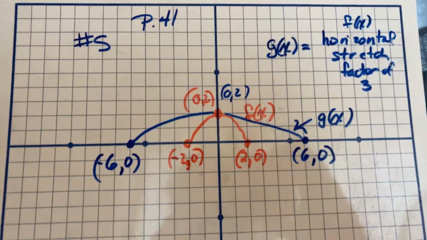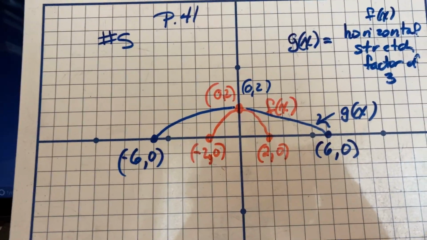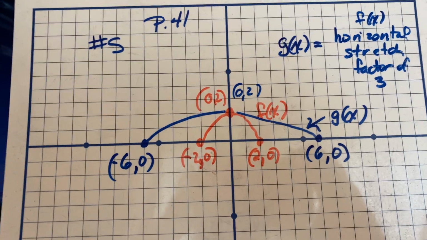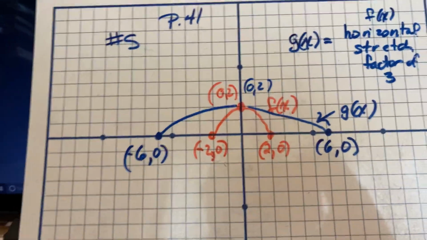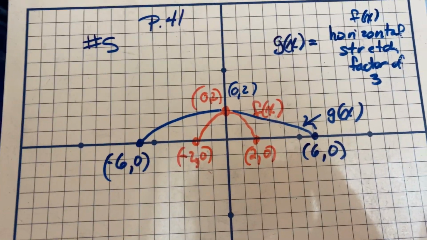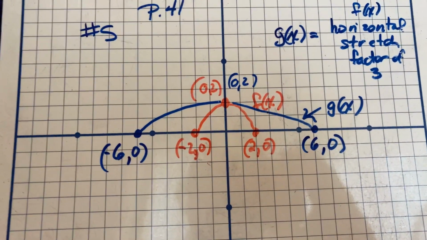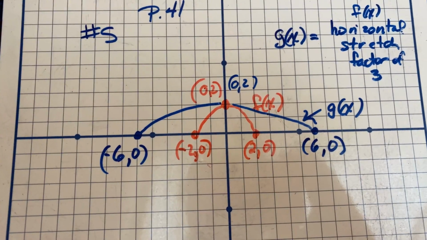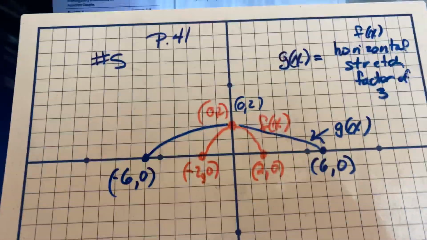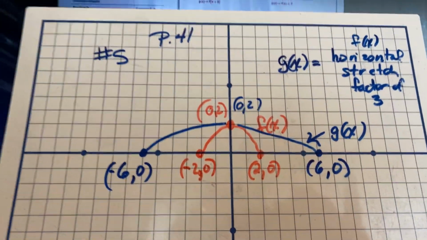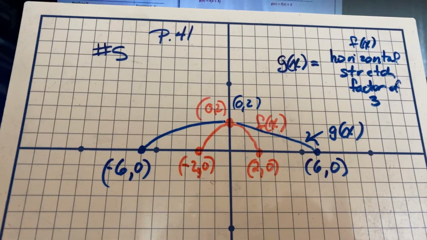Okay, number 5. Number 6, I apologize. Number 5 is a little bit different. We have f of x in red, and they're asking us to do a horizontal stretch by a factor of 3. Remember what I say in the house, horizontal? It's not going to impact our up and down, our vertical shift. It is only a stretch of our original function by a factor of 3. So we're not going to impact the y coordinate, only the x coordinate.